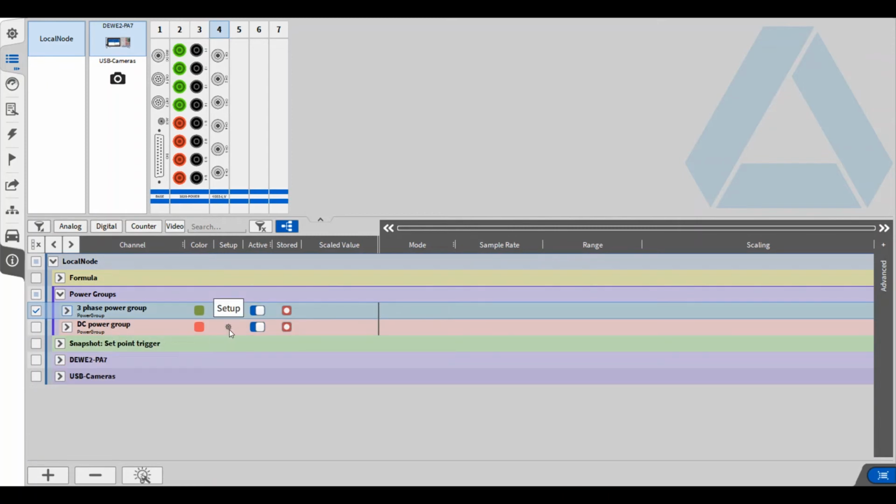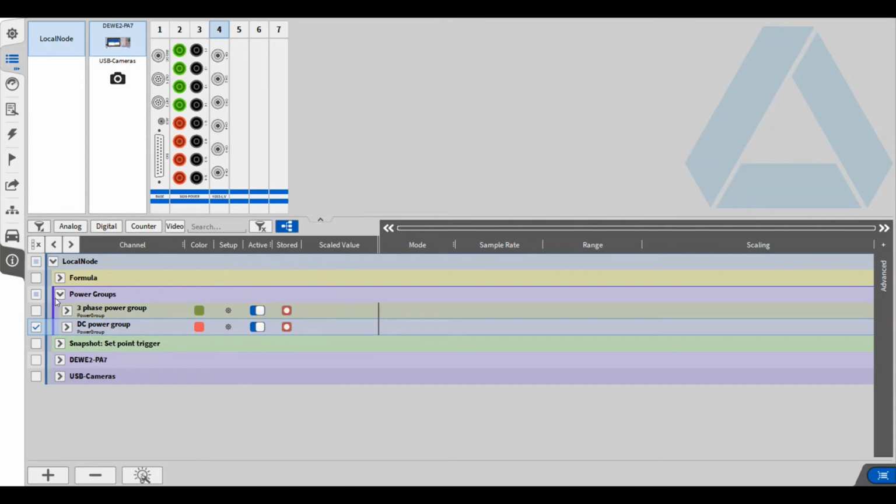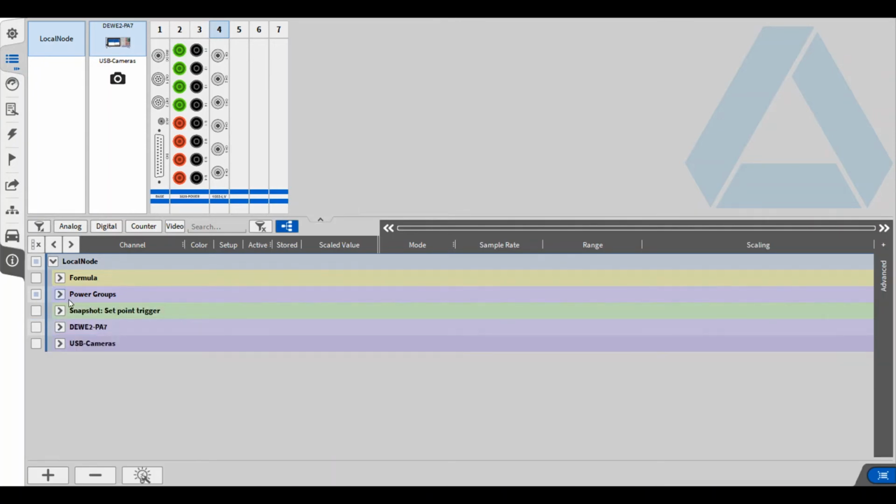Next we have the DC power group. This has the high voltage DC input and DC current sensor input configured in a single phase power group. Those are the 2 power groups that are required to set up the efficiency calculations in the formula group.